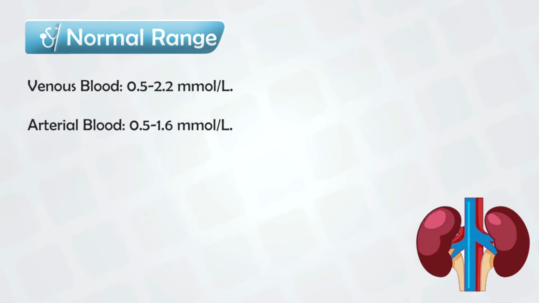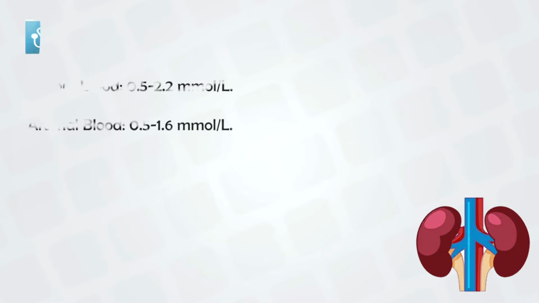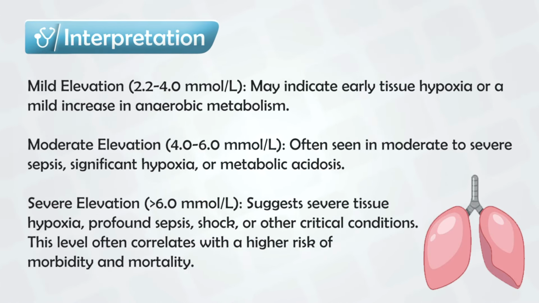The normal levels differ between venous and arterial blood. Venous blood ranges from 0.5 to 2.2, and arterial blood ranges from 0.5 to 1.6. If the levels are high, ranging from 2.2 to 4, it indicates mild hypoxemia or some increase in the anaerobic metabolism. If it's higher than this, reaching 6, it can indicate some severe stress caused by sepsis or significant hypoxemia.